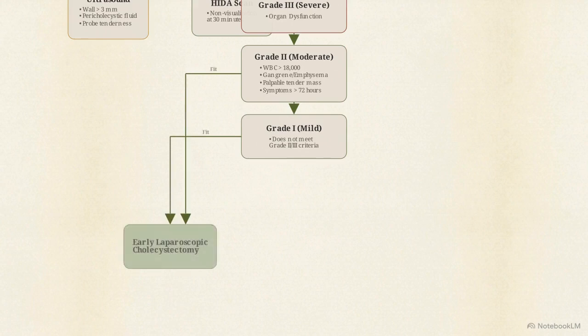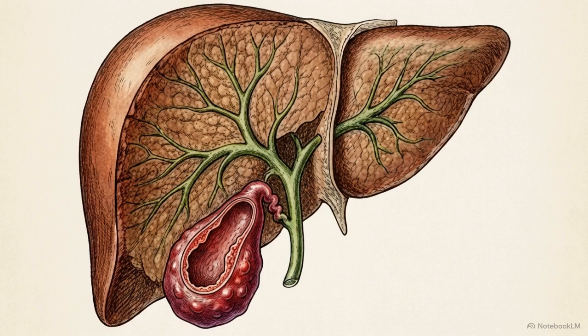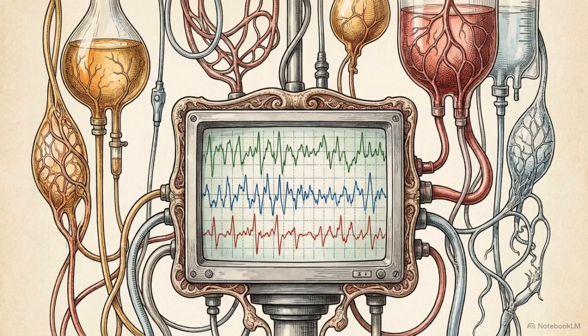Grade 1 covers mild presentations. Fit patients proceed to early laparoscopic cholecystectomy, while unfit or severe patients often require delayed surgery and an immediate tube cholecystostomy to decompress the system. Severe inflammation can also occur in the absolute absence of stones. Acalculous cholecystitis predominantly strikes critically ill patients managing sepsis, prolonged total parenteral nutrition, or intensive care stays.